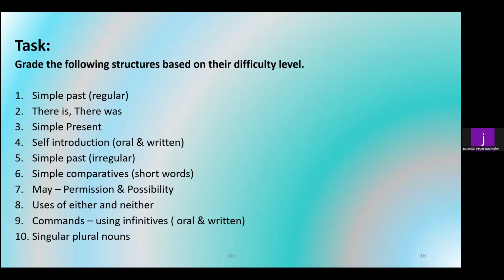Singular plural nouns. Singular plural nouns, you are going to teach that first? Go through it. First of all, you go through each one. Self-introduction, oral and written, that is going to be the first. Right. After that, what are you going to teach?